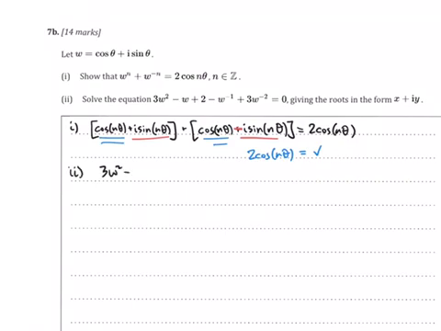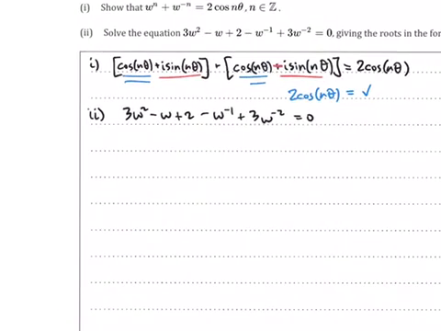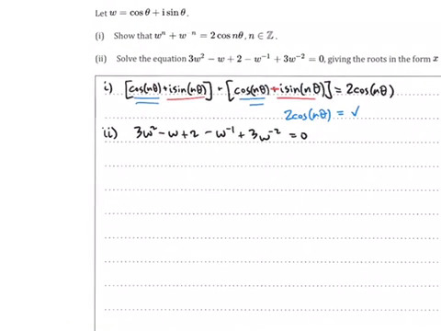3w² − w + 2 − w⁻¹ + 3w⁻² = 0, giving roots in the form x + iy. Okay, so we've got to use what we know, right? And what we know is that wⁿ + w⁻ⁿ is 2 cosine nθ. So I'm going to find w's that have the same power. So I see w to the second, w to the negative second.